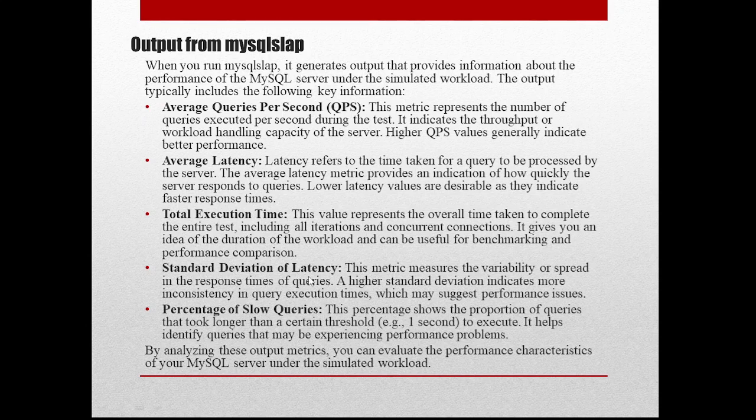Then, standard deviation of latency: this metric measures the variability or spread in the response time of queries. It is related to how much the latency goes up or down. Then the percentage of slow queries: this parameter shows the proportion of queries that took longer than a certain time, like longer than the average time for a particular query. So this parameter will tell you that.